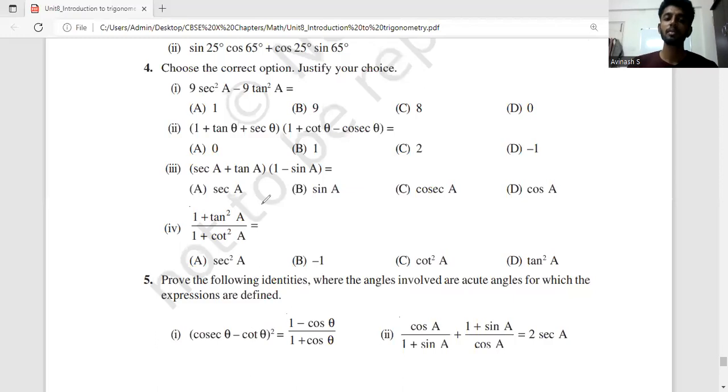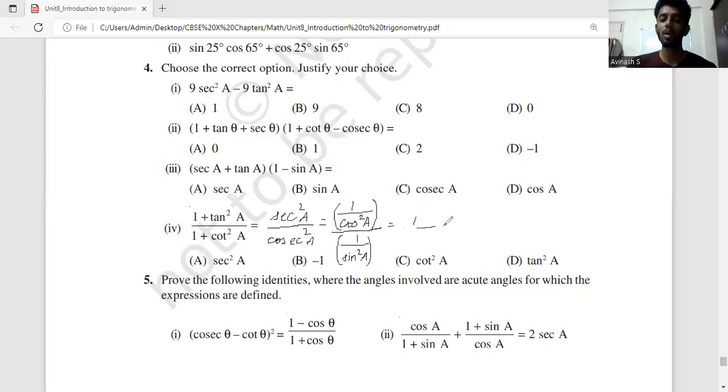With respect to the fourth subdivision, it's quite direct because we know 1 plus tan square a is nothing but sec square a according to the identity. And also we know that 1 plus cot square a is cosec square a. So these things we know. Now sec square a can be written as 1 divided by cos square a. Likewise, cosec square a can be written as 1 divided by sin square a, because we know that cos is the inverse of sec and sin is the inverse of cosec.